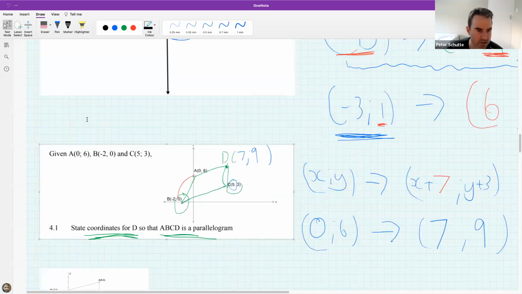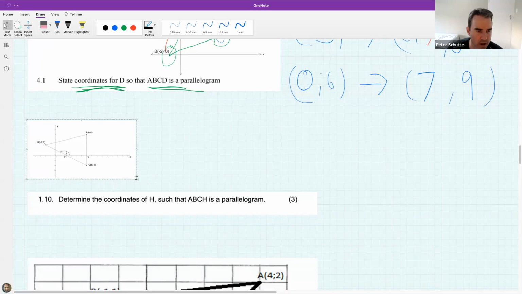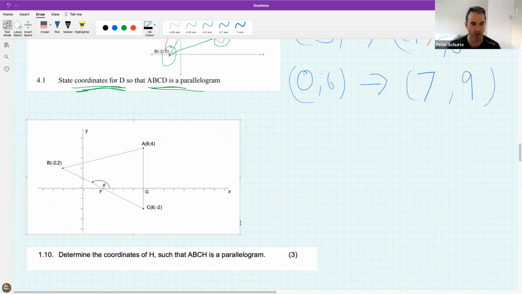So let's do one more like this. I want you to find me the coordinates of H such that ABCH is a parallelogram. And just to make sure my order is correct, A, B, C, H is going to have to be out here somewhere, I suspect. A, B, C, H.